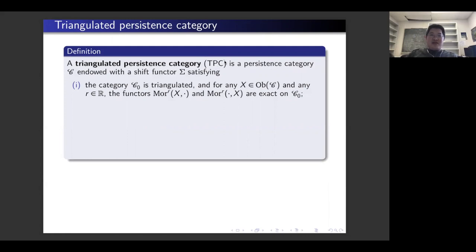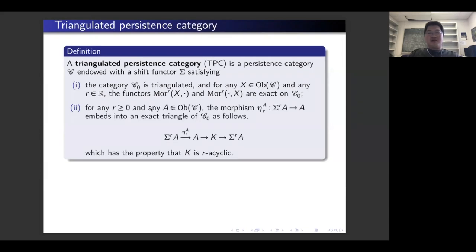As mentioned, TPC is the underlying category that is a persistent category. We know how to do that, with a shift functor, well, you need to have that. Such that, first, when you restrict to the C0 category, only looking at morphisms of level zero, this is triangulated, just like the classic one. And then for any object X, this functor, which is a functor from the category to the category of vector spaces, for each R, this functor is exact. I'm not sure how fundamental this is. This is certainly very important for some proofs, but this is sort of saying that they have an R-parameter family of homological functors in the classic sense. Okay, this is the first condition.